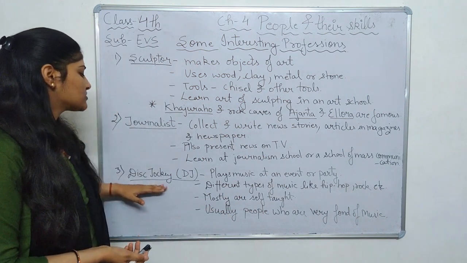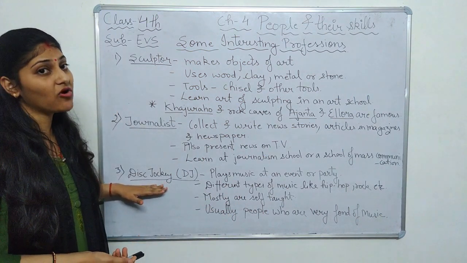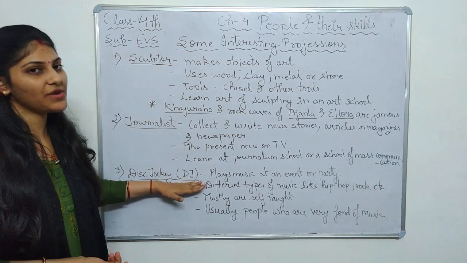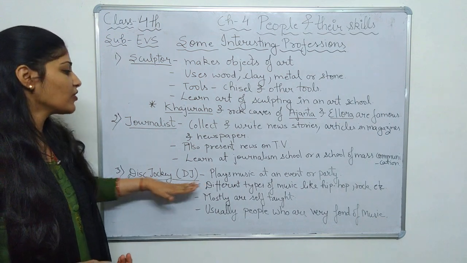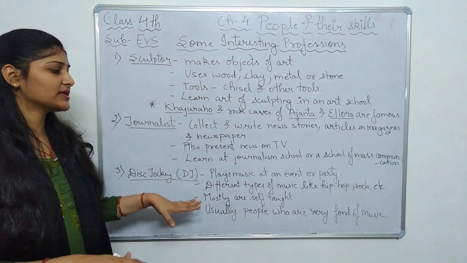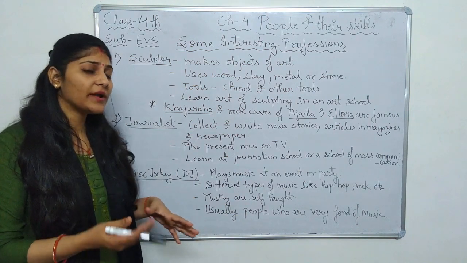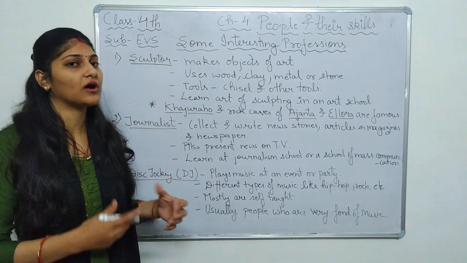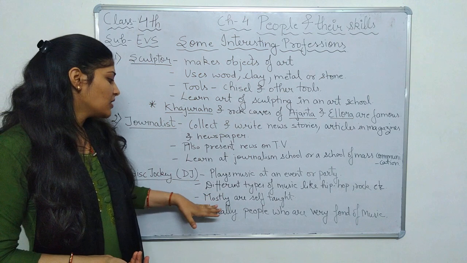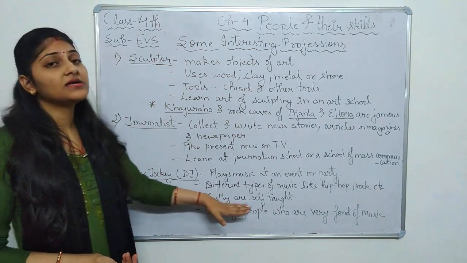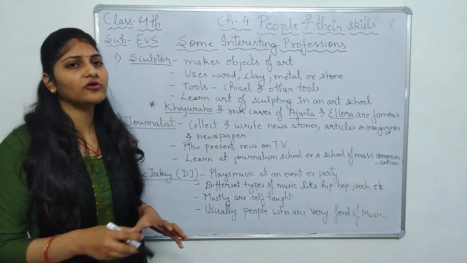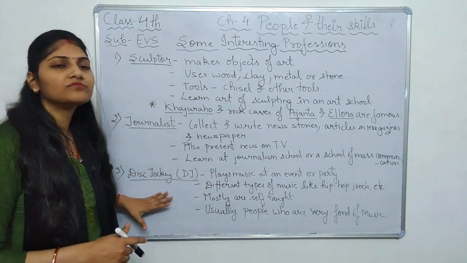Now next is about disc jockey. Yes, the common word we use is DJ. So DJ means disc jockey. Now he plays music at an event or any party. Now he plays different types of music depending on the wishes of people, on the type of music they want to dance to. Now mostly these DJs are self-taught. That means the people who are very fond of music can become a DJ.